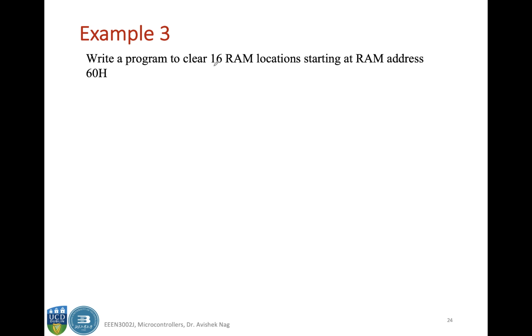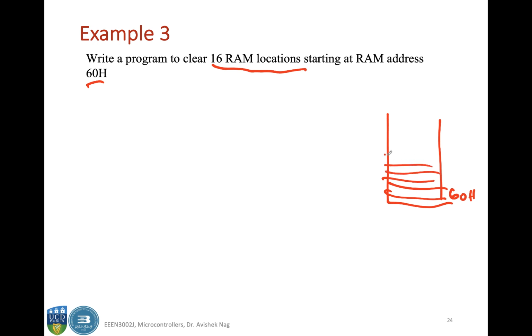Write a program to clear 16 RAM locations starting at RAM address 60H. Clearing 16 RAM locations starting from this means that you have to, let's say this is your 60H location, and then whatever 16 locations that come after this, 1 2 3 4 5 6 and so on, you have to clear all these locations, or in other words you have to load them all with 00 hex. Okay, so basically you are moving 00 hex to all these locations. So this is a repetitive operation of moving this number.